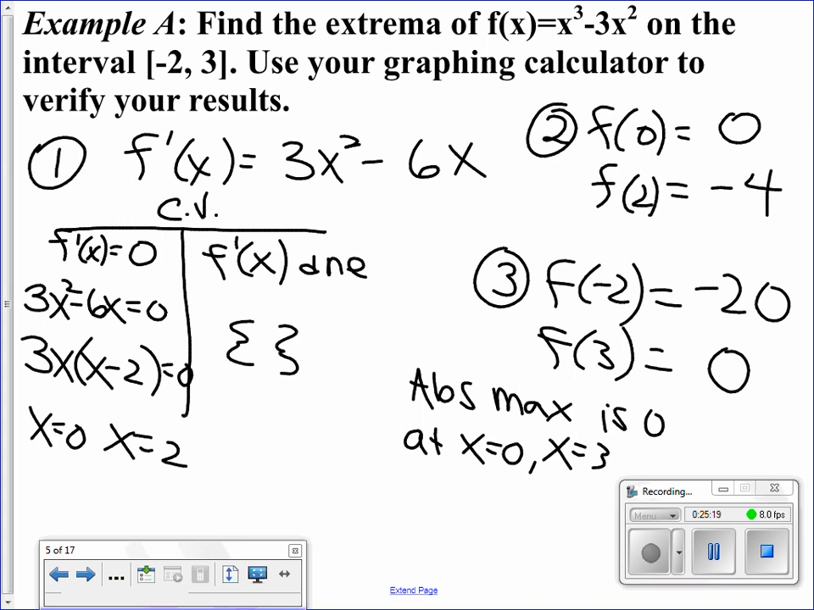What's the absolute min? The absolute min is the y coordinate, right? So negative 20. And it occurs at x equals negative 2.